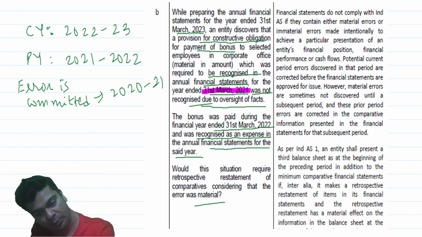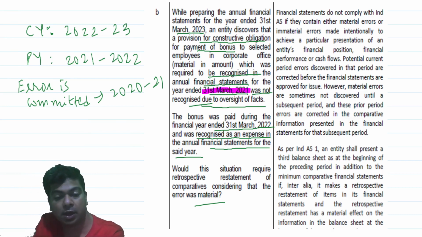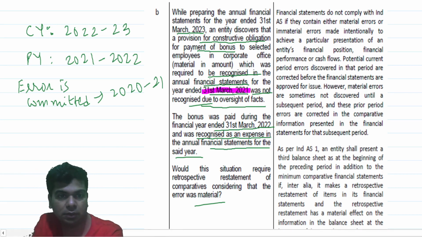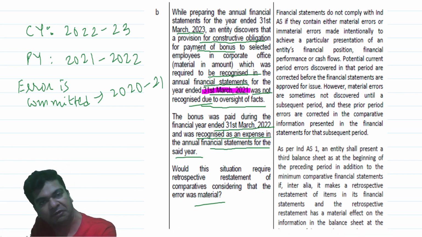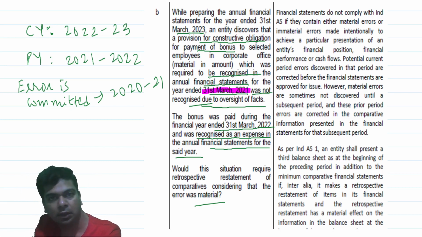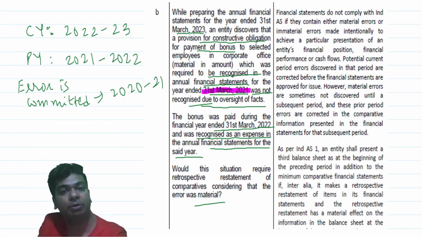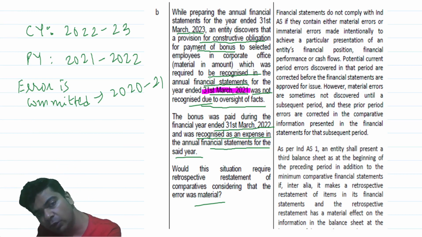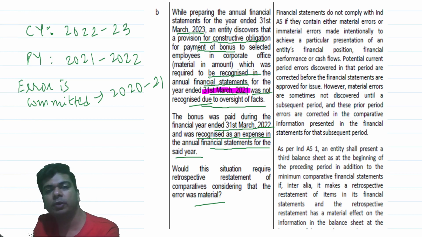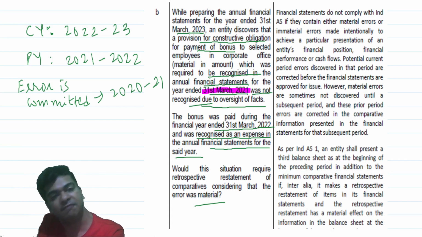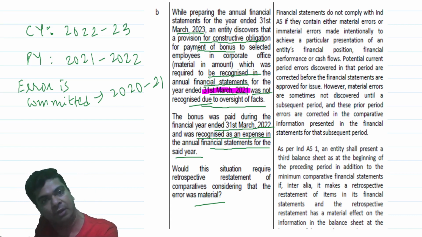Question is, will you have to prepare a third balance sheet over here? They are saying, would this situation require retrospective restatement of comparatives considering that the error was material? What do you say? If the error was committed in the previous year, then simply changing the comparatives would have been sufficient. But the error was not committed in the previous year. The error was committed in the year before the previous year. In this situation, preparation of a third balance sheet will be necessary because you are giving the effect of the correction of the prior period error retrospectively.